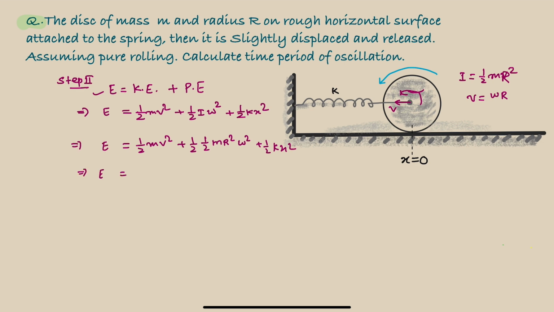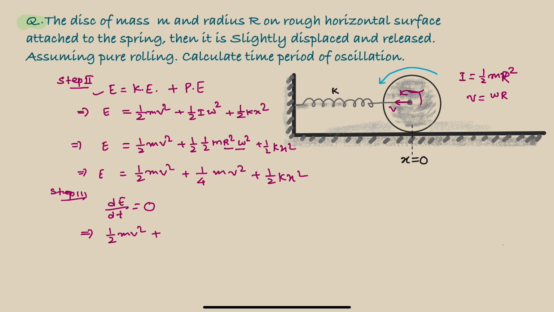Before we differentiate the energy, we are simplifying the expression. So 1 by 4, this R multiplied by omega, that will be v squared, plus half k x squared. I think we are done with the simplification. Now we will differentiate the whole expression and set it equal to 0.